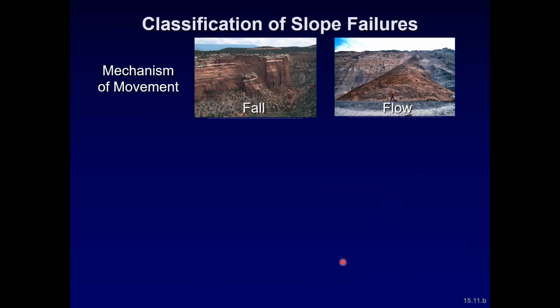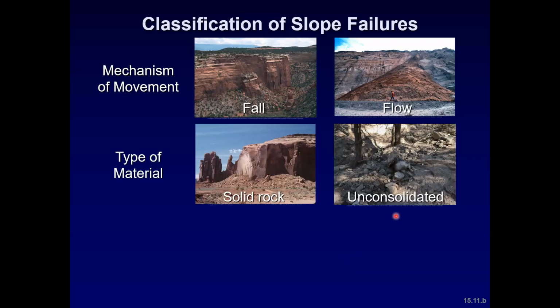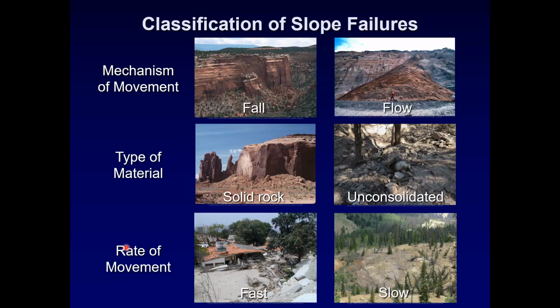Okay, so geologists, or engineers, can classify slope failures by a few different things. One would be the mechanism of movement, whether it was just a simple fall of rock blocks or flow of materials like here. The type of material: was this solid rock or was it unconsolidated? And then the rate of movement of material down that slope. Was it fast and devastating like this, or was it a slow creep as in this landscape?